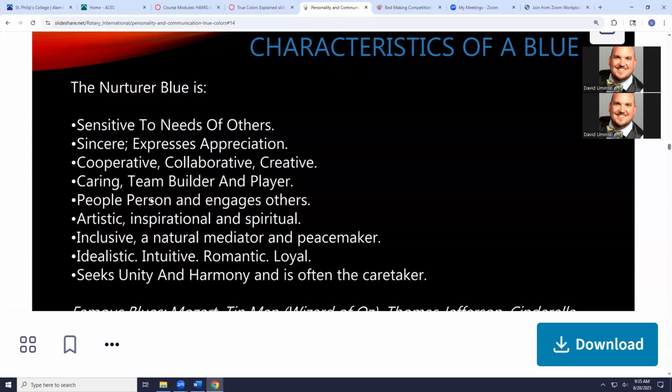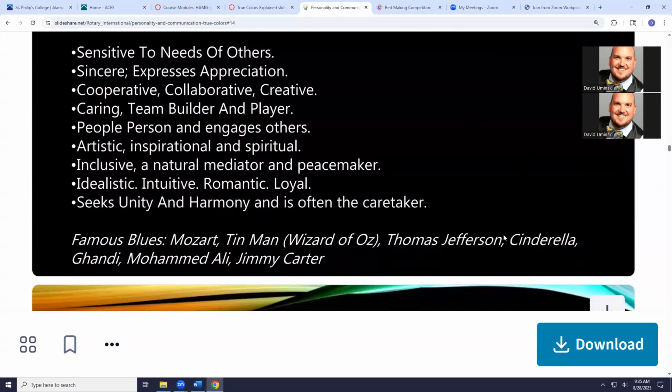Some really famous blues include Mozart, the Tin Man from Wizard of Oz. Just a heads up, there's a Wizard of Oz character for each one. I don't know how they tested the Tin Man, but Thomas Jefferson, Cinderella, Gandhi, Muhammad Ali, and Jimmy Carter are some famous blues.